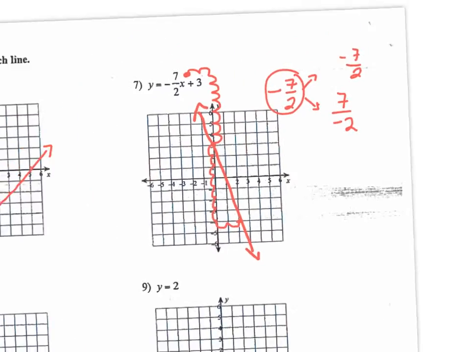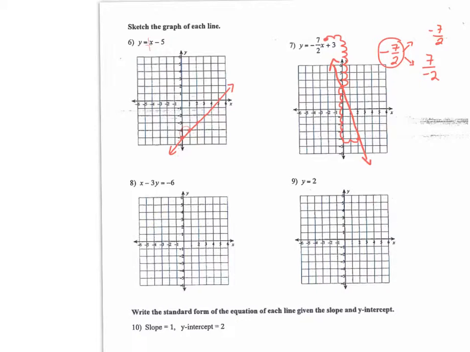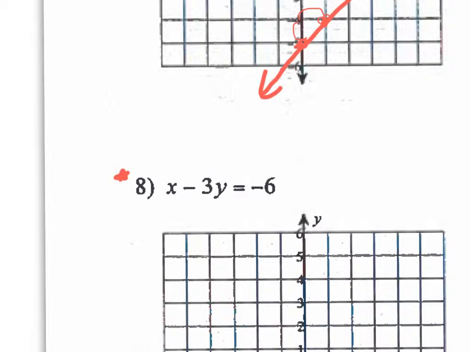Okay, that's number 7. Number 8, this one's different because this one's in standard form. So this one will be different than 6 and 7. I need to change this into slope-intercept form, the form that 6 and 7 were in. It'd be way easier to graph. So in order to change it into slope-intercept form, I want to solve that equation for the variable y. So I want to get this variable y all by itself.